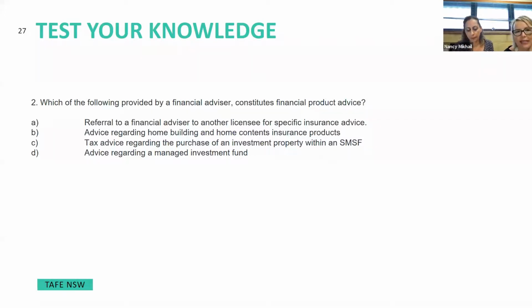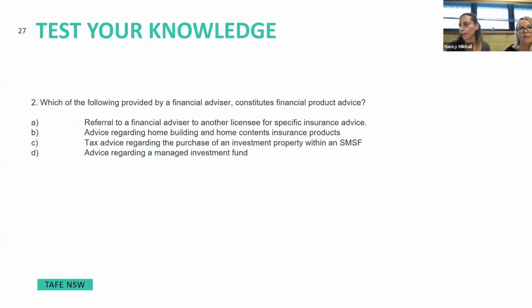And like Nancy and I were saying before, all of these could potentially be correct because you're familiar with the terms. For example, home building, home contents, insurance. But there's a key as to why that one isn't financial product advice. Okay, so the answer is D.